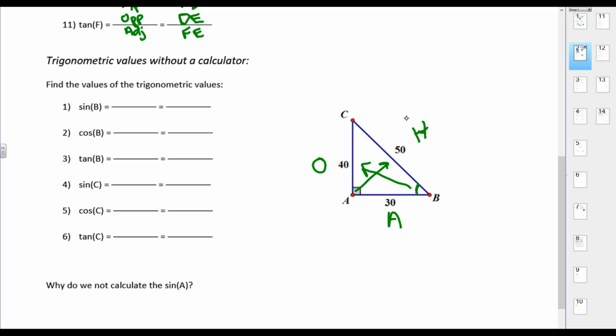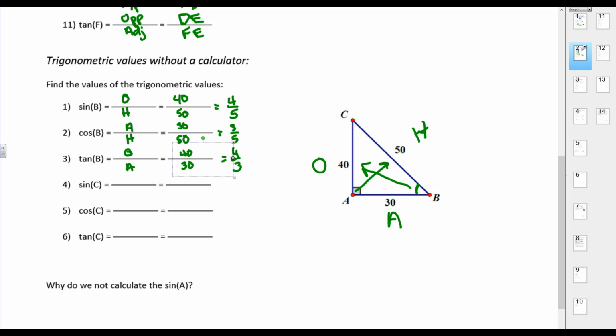So sine is opposite over hypotenuse. Well, in this case, that's going to be 40 over 50, which reduces to 4/5. Cosine of angle B is adjacent over hypotenuse. That's my Cah, so Cah, Toa. Well, my adjacent side to angle B is 30. The hypotenuse is 50, so my answer must be 3/5. And then tangent is opposite over adjacent. My opposite side was 40. My adjacent side was 30, so my answer is 4/3.